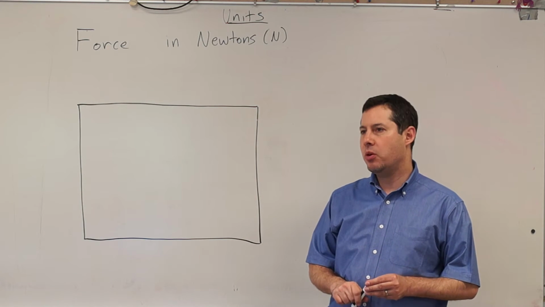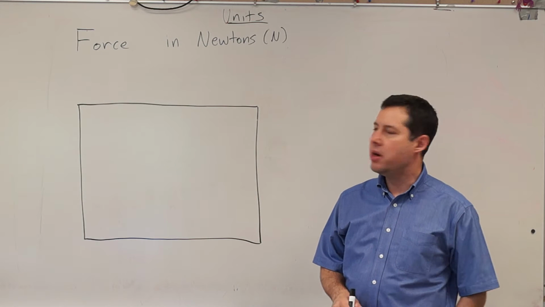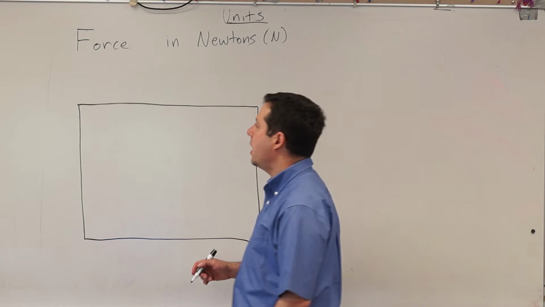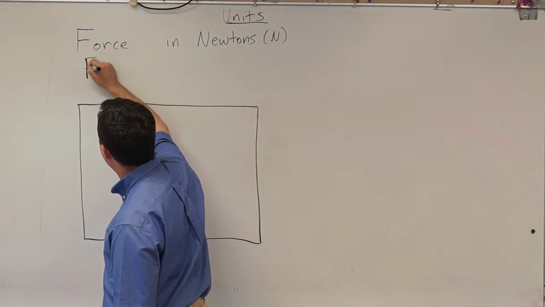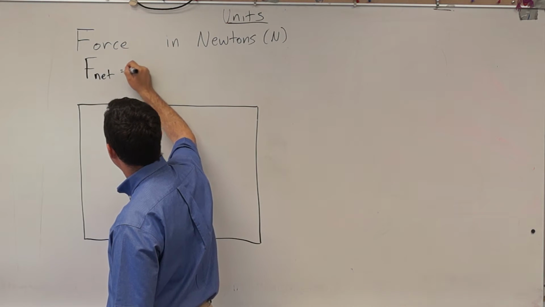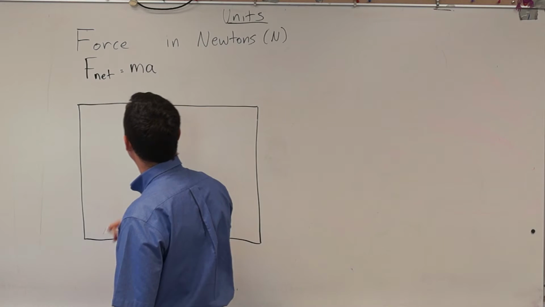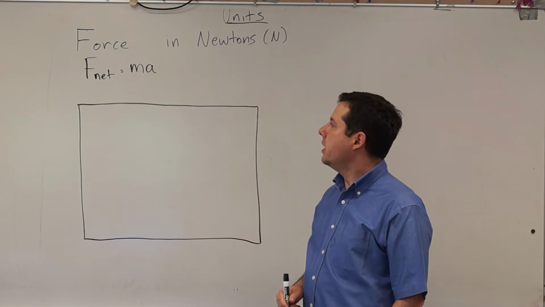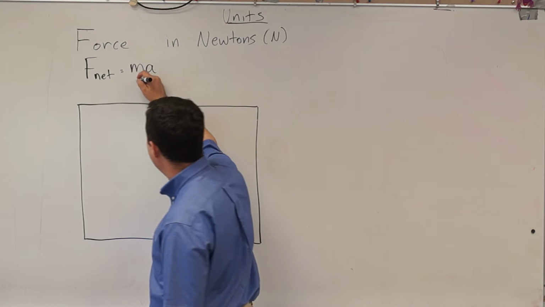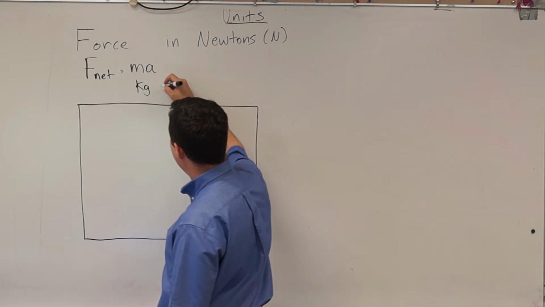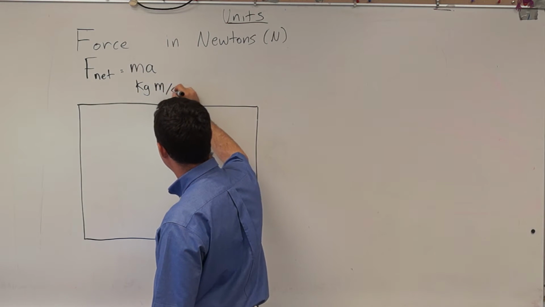And if you're not sure of this, there are a couple ways to do it. One equation that we're going to use later on relates to net force. And it says net force is equal to mass times acceleration. Now we know the units for mass and acceleration as well. Mass is measured in kilograms. Acceleration is measured in meters per second squared.